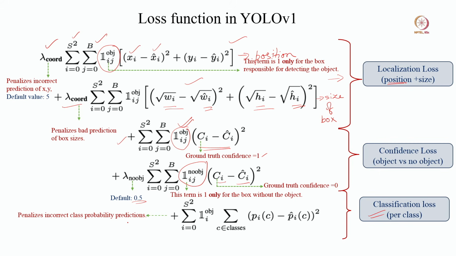It penalizes the incorrect class predictions. Okay, so this is the ground truth and this is the predicted class, or the predictions for the class.